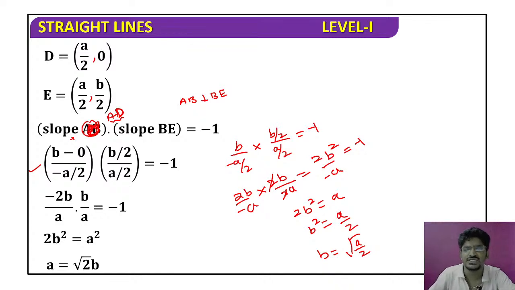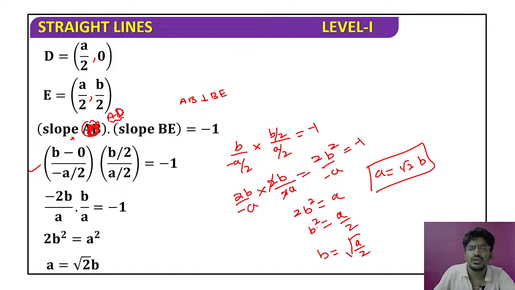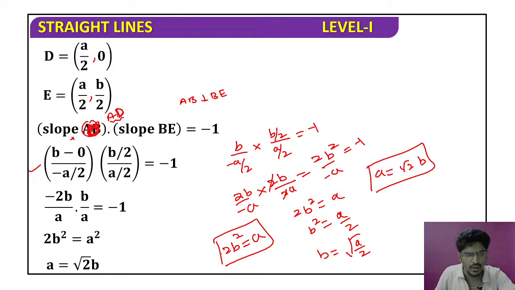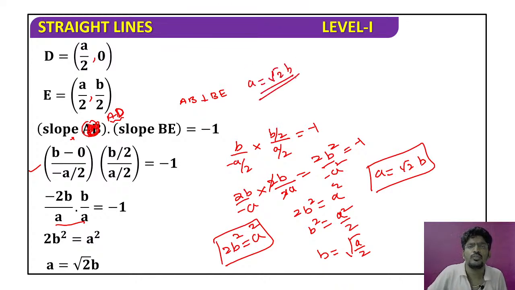Or you can write it as a equal to root 2b. No problem. See this, you have 2b square equal to a square. Therefore if I apply square root on both sides, a into a is a square. So therefore a will be equal to root 2b. A will be equal to root 2b.